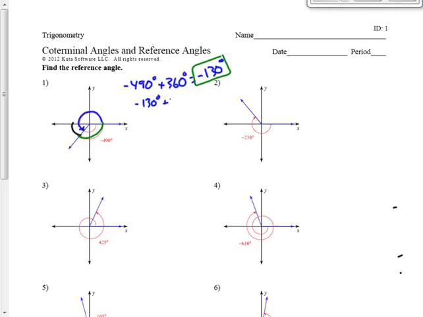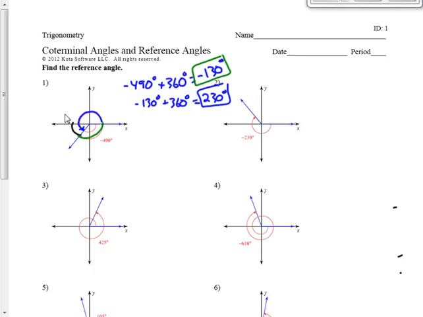We can find the positive one by adding 360 again. And when I do negative 130 plus 360, I get 230 degrees. So I'm at 230 degrees, but I'm too far past that angle. So what I'm looking at, the 230 degrees, is the one in blue. Okay, so this is in blue, but I don't want the whole thing. I want just the small part that I have there in black.